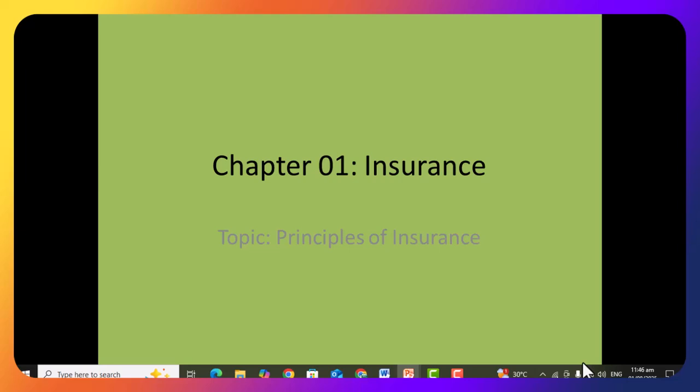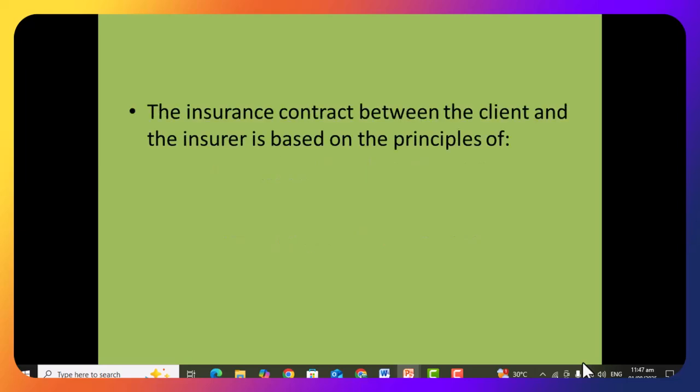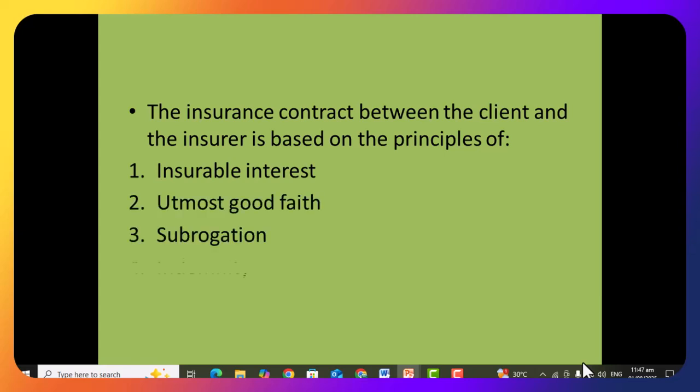So, to properly understand the regulatory framework of insurance laws in a country, we should be able to understand these principles. There are several principles, but I have picked a few among them which are relatively more important. The insurance contract between the client and the insurer is based on the principles of insurable interest, utmost good faith, subrogation, indemnity, and proximate cause.